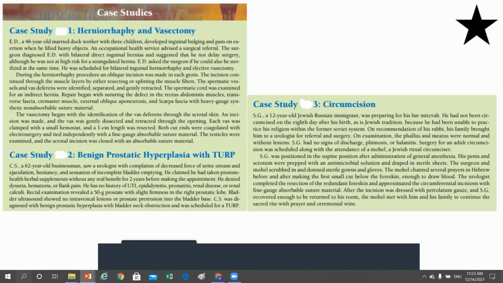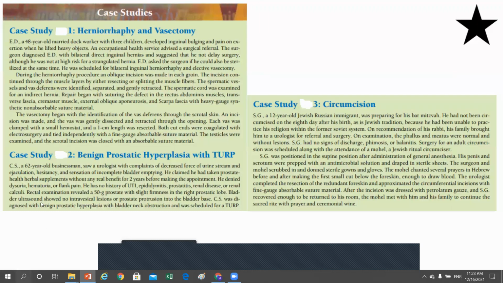So he claimed that he has taken a prostate health herbal supplement. There are many medications sold in the market with the claim that this enlargement of the prostate will be cured by taking some pills, but it is not true with all these medications. And there was no real benefit, 2 years before making the appointment.